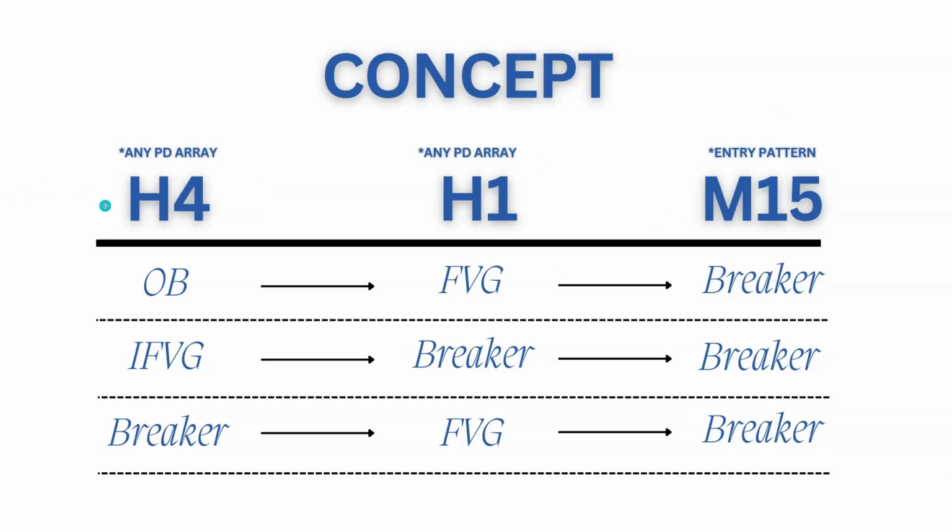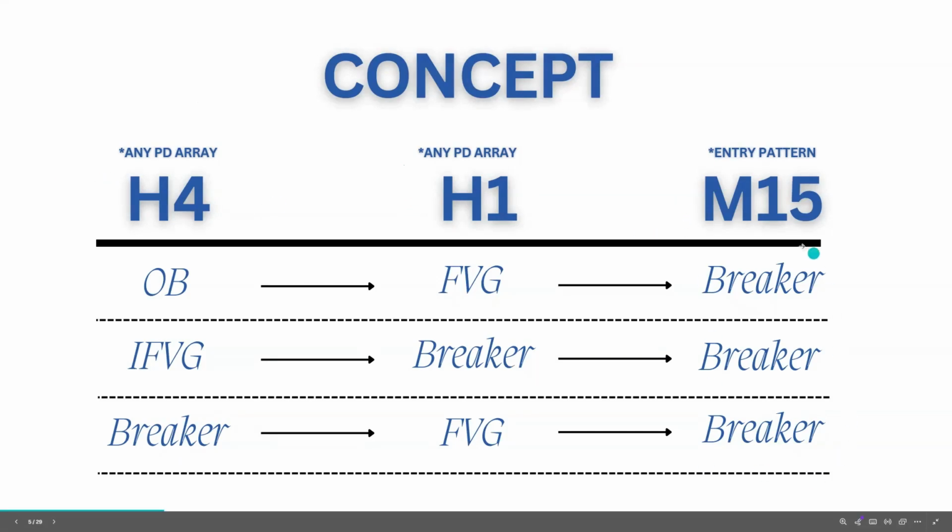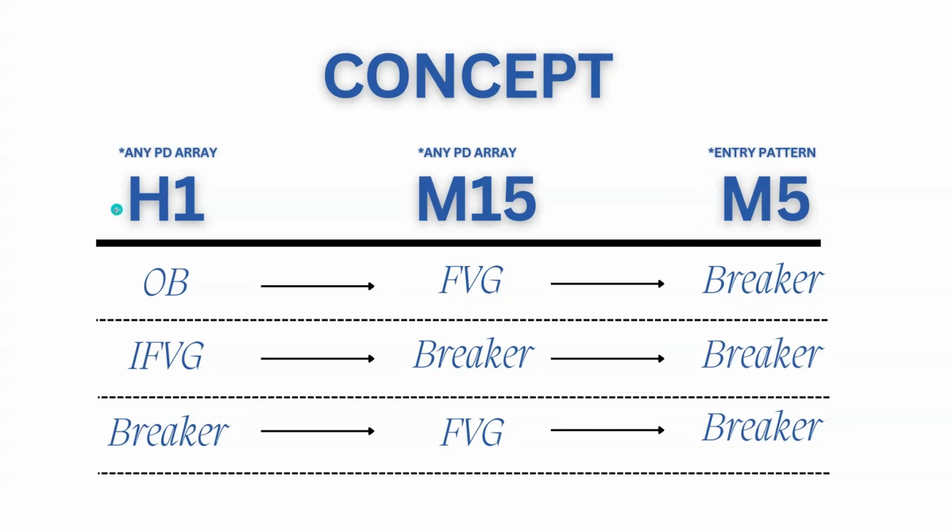I want to see a 4-hour PD array, have a 1-hour PD array as well, or support level in the upper portion of this array, and then I go down to the 15-minute chart and look for my entry pattern, which is the breaker. Same thing on the 1-hour down to the 5-minute. I want to see the price be held in the upper portion and not go lower if I'm bullish. And then look for my 5-minute entry pattern, which for me is the breaker.